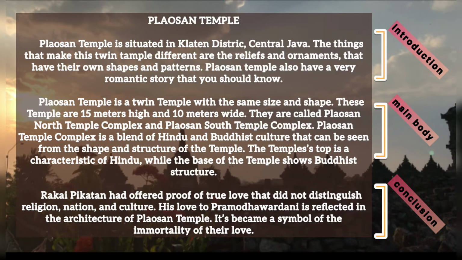Plaosan Temple Complex is a blend of Hindu and Buddhist culture that can be seen from the shape and structure of the temple. The temple's top is a characteristic of Hindu, while the base of the temple shows Buddhist structure. Rakai Pikatan had overt proof of true love that did not distinguish religion, nation, and culture. His love to Pramowadani is reflected in the architecture of Plaosan Temple. It became a symbol of the immortality of their love.